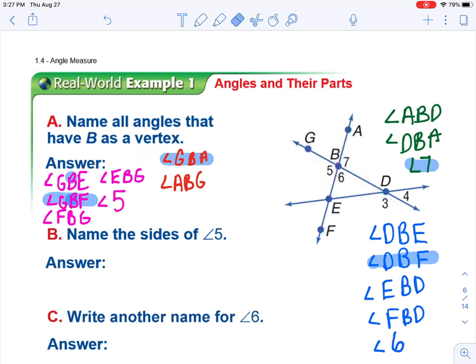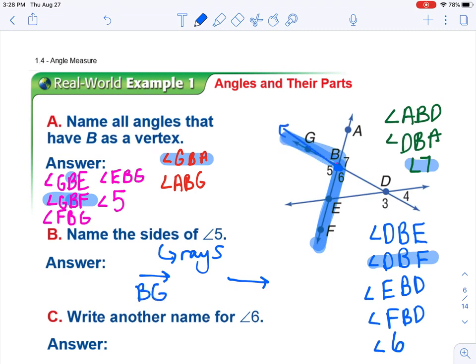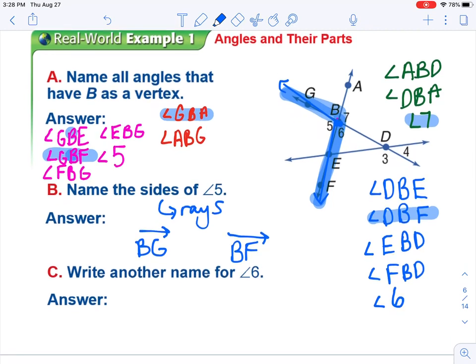All right, now we're going to name the sides of angle 5. So the sides are rays. So we'll have 2 rays, starting with the endpoint or the vertex, and go from B to G. Starting with the endpoint again for the other side, we can go B to F. Now another correct answer for this one would be ray BE. Either one is fine, you don't have to write both. So our sides are rays, and there are 2 of them.